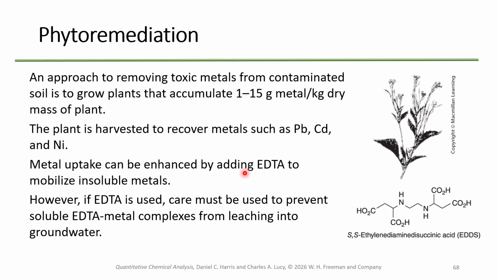Phytoremediation. So this is actually your approach to removing toxic metals from contaminated soil. One of the ways to do this is actually to grow plants that accumulate 1 to 15 grams of metal per kilogram of dry mass of plant. Does anybody know what some plants that are really good at this are?